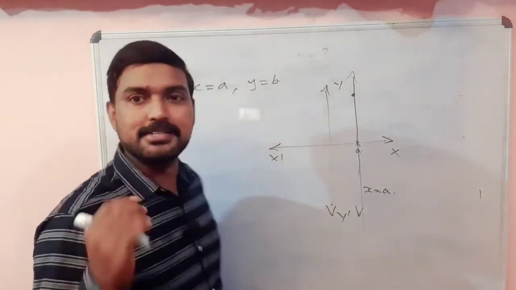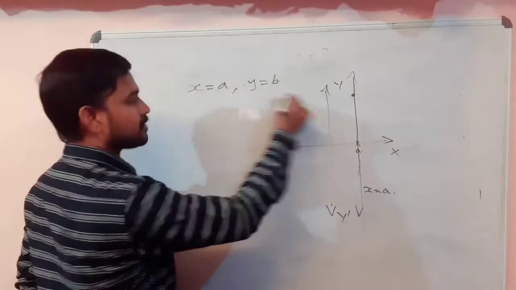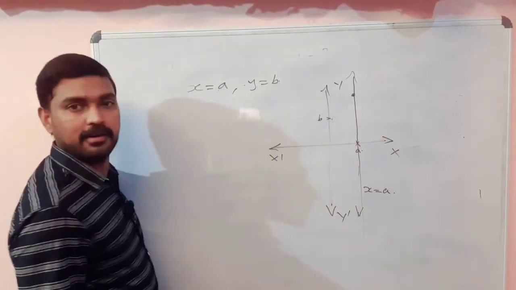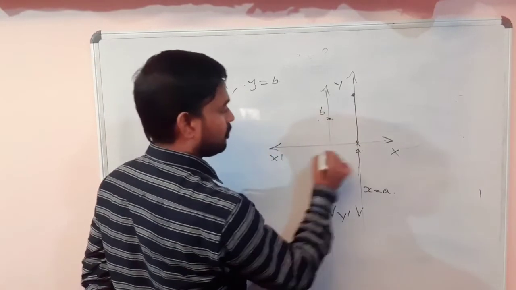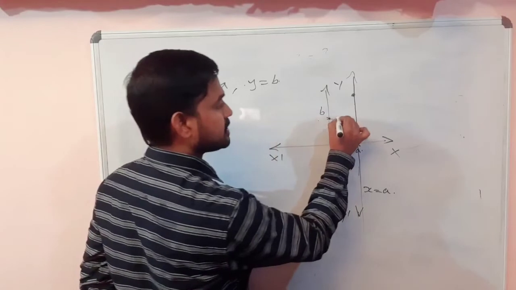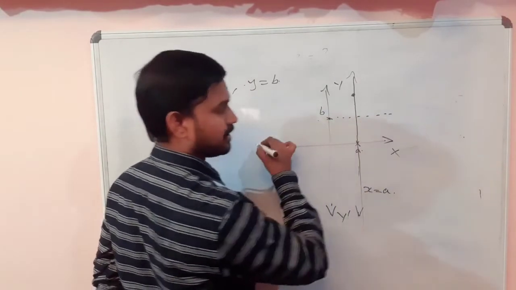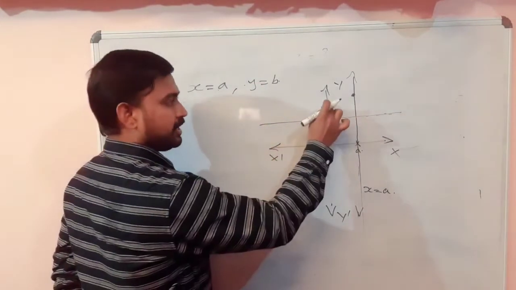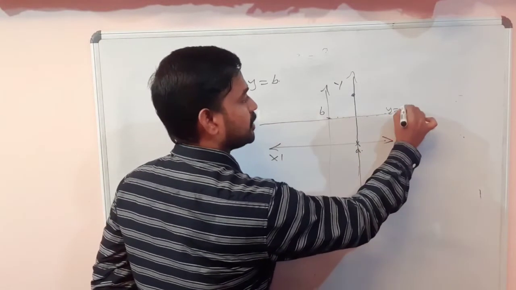Now you can easily say where y is equal to B will be. Y is equal to B means on the y axis there will be a point B. We can consider B as a positive number. Then y is equal to B is here. Whatever the x value, always the y value will be B. That means this line is perpendicular to the y axis, and at the same time it is parallel to the x axis. So this is y is equal to B.